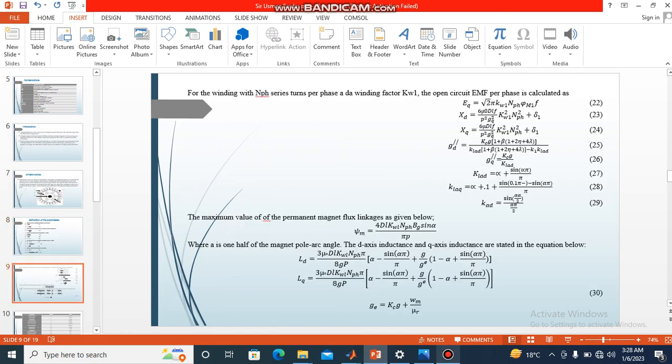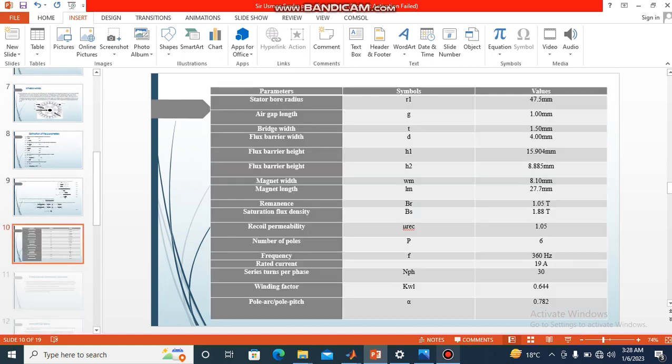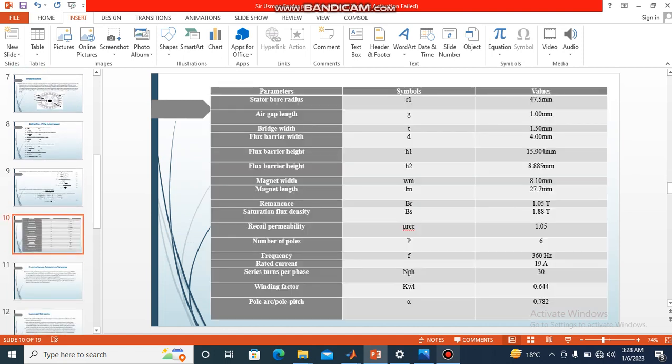Next, for the winding of NPH series turns per phase and winding factor Kw1, the open circuit EMF per phase is calculated by the following equation. These equations are used in this research paper. The maximum value of the permanent magnet flux linkage is given below, written in the slide, where A is one half of the magnet pole arc angle, with D axis inductance and Q axis inductance. Next, some parameters, their symbols and values are also mentioned in the paper.